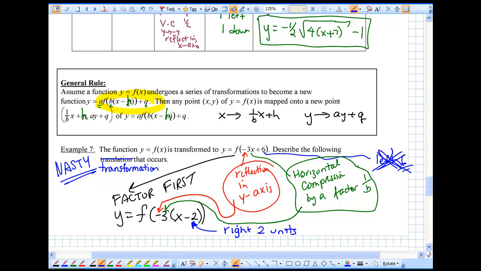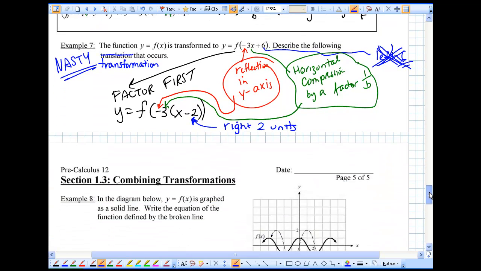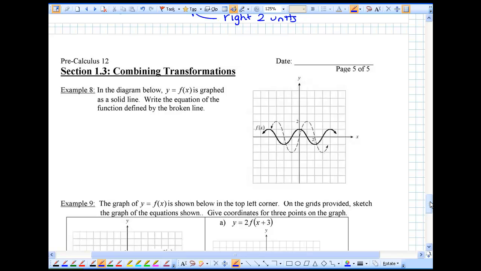Okay. So, in example number 8, wow, there's lots of examples in this section. Example number 8. In this diagram, we've got y equals f of x, and that's the solid line wavy equation. By the way, we'll look at more wavy equations in chapter, I believe, 4 or 5. I'm going to ask you to write the equation of the function defined by the broken line.